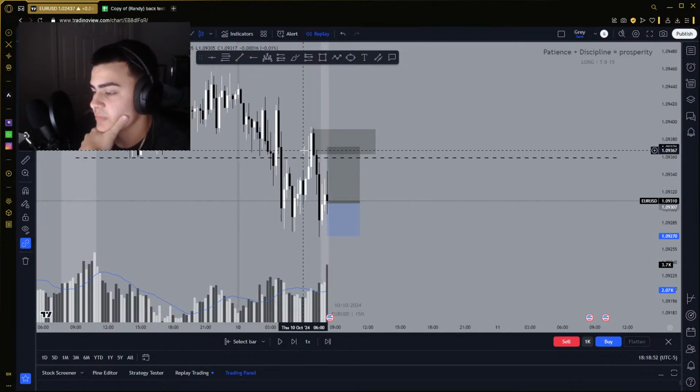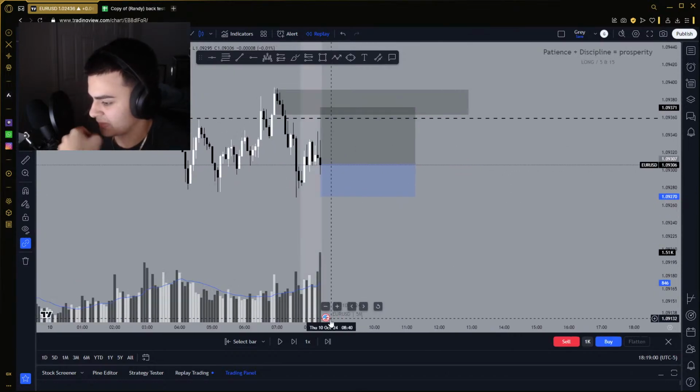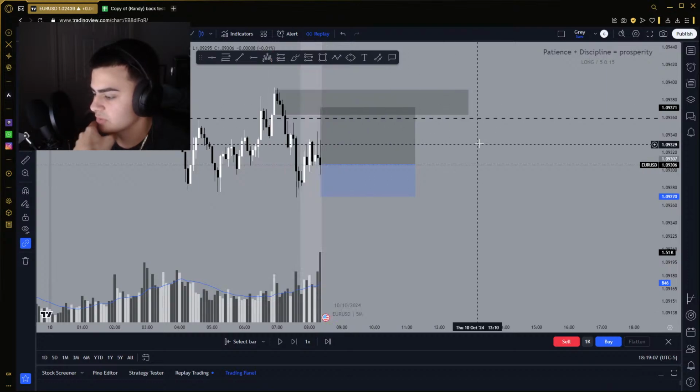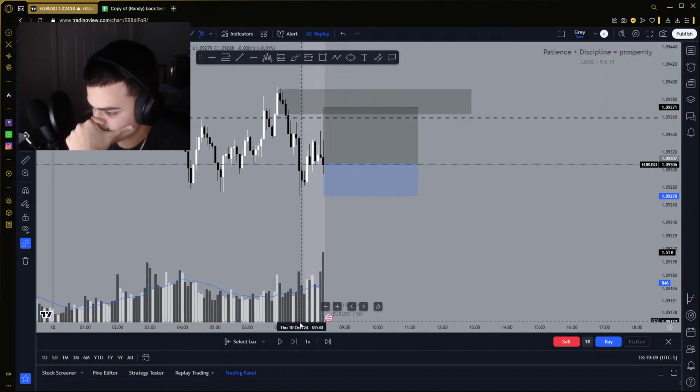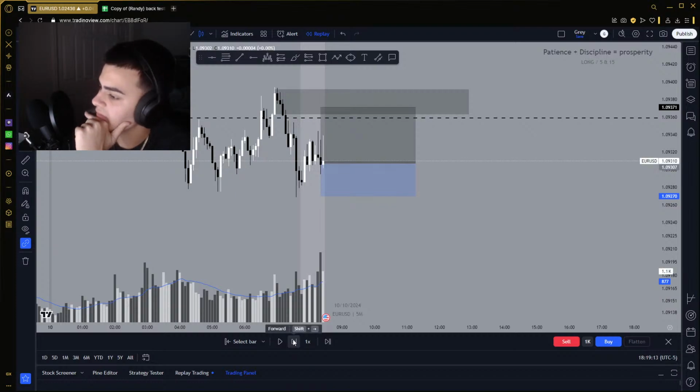On the 15 minute, it looks like it's just doing a break and retest. Broke and retested this little area right here. So this looks like a good area for a sell. This isn't really a good. Ooh, there are multiple news events though, which is a bummer. That is a bummer.